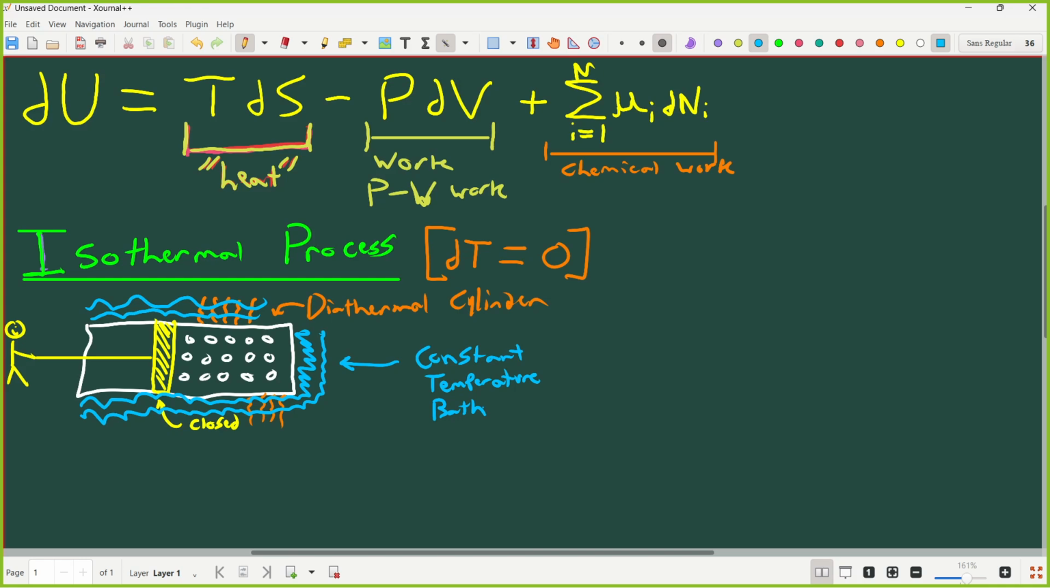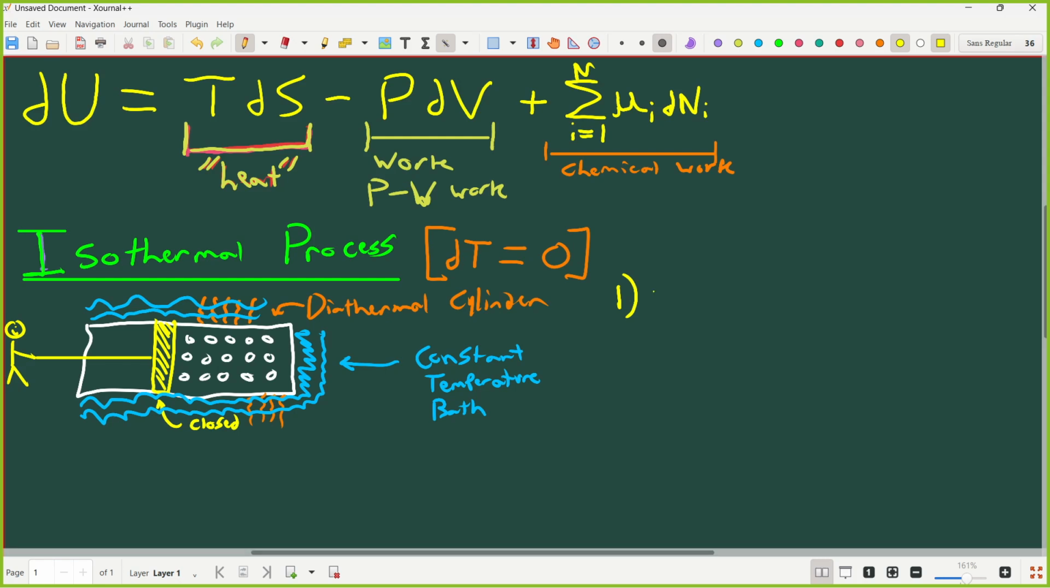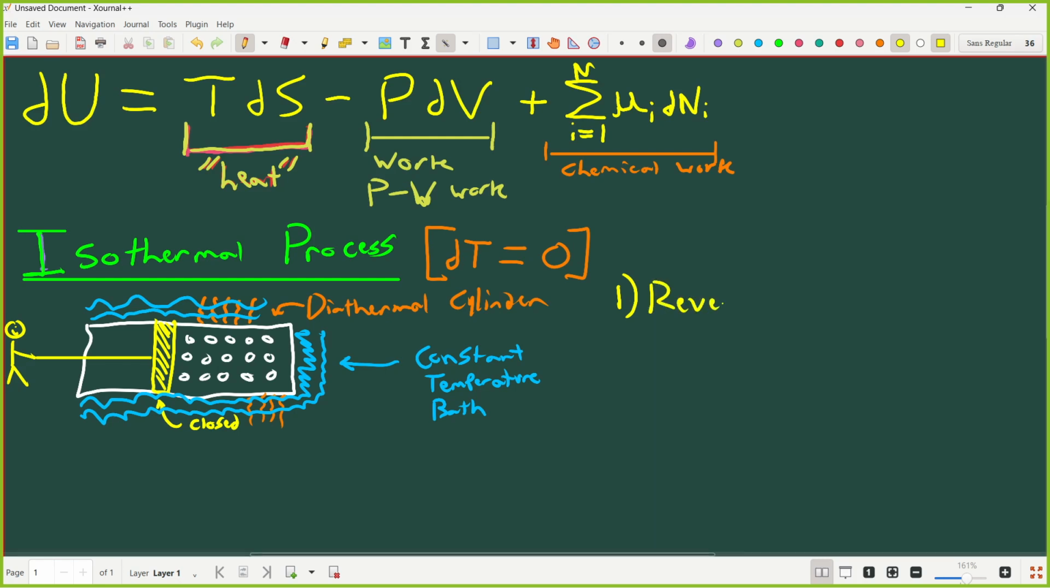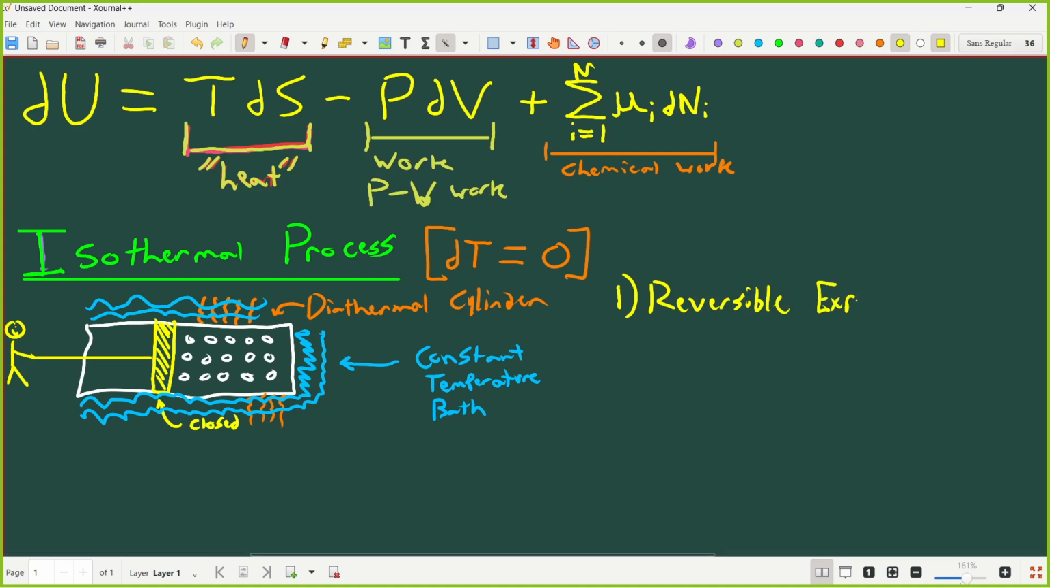All right, and I'm not going to go through the derivation again. We went through the derivation last class, but I'll just give you the result. We wanted to consider how the entropy of the system changes. How does the entropy of the system change as we move the piston back and forth? The first case we're going to consider is what's called a reversible expansion or compression.